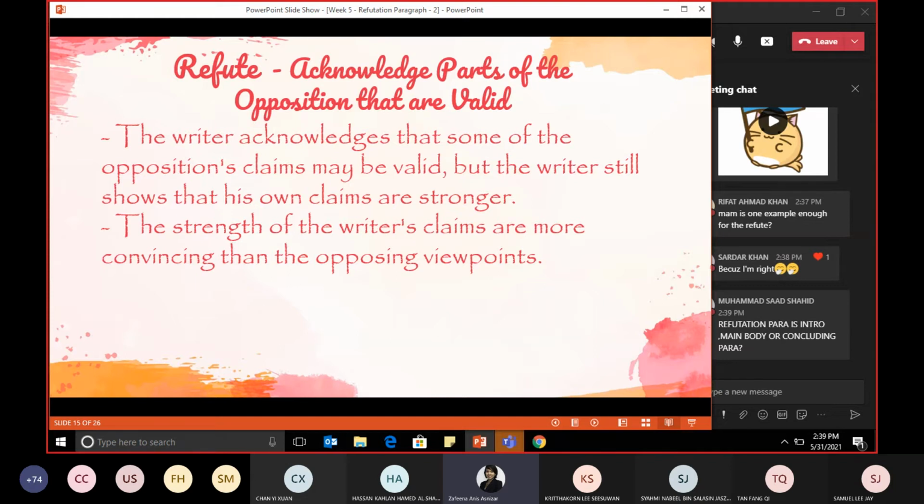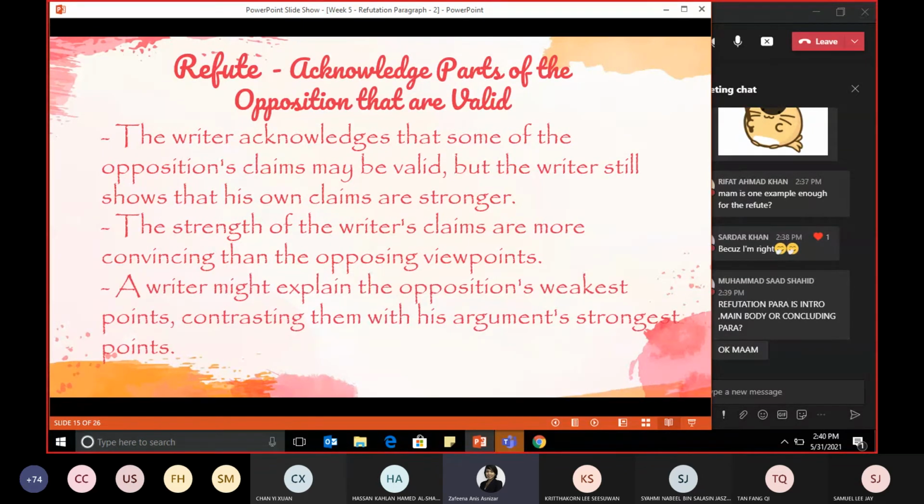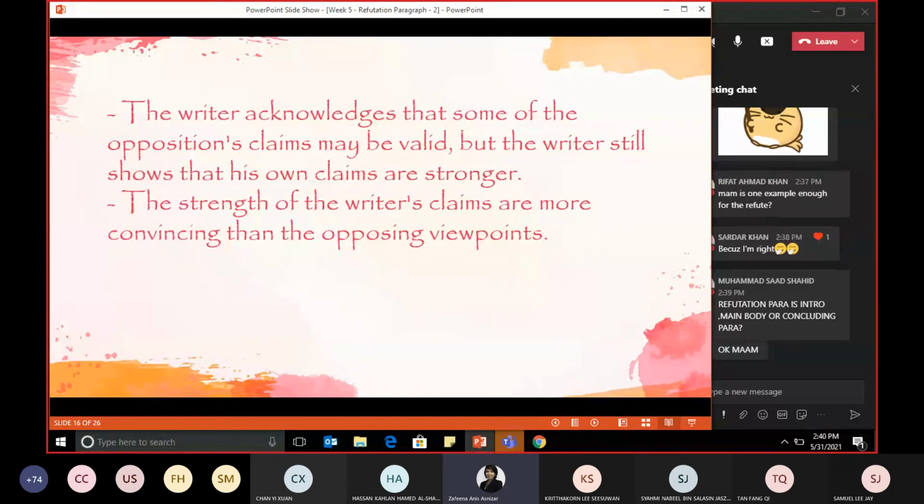And then number two, the strength of the writer's claims are more convincing than the opposing viewpoints. And number three, you want to highlight the opposition's weakest points, contrasting them with your argument's strongest points. So you have to be smart in showing comparison between the information you present and the opposing views' points, so your readers will be able to gauge whether you are right or the opposition is right. The writer acknowledges that some of the opposition's claims may be valid, but still shows that his own claims are stronger.